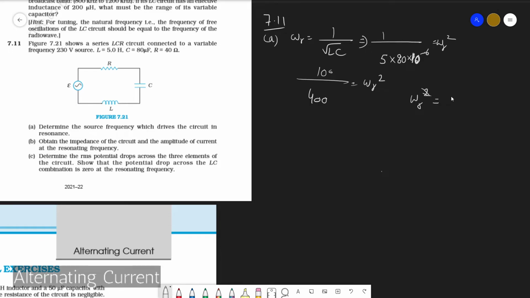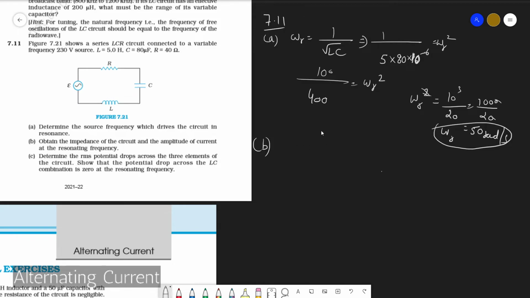So this is nothing but 10 to the power 3 upon 20, which is 1000 by 20, so this is 50. So 50 radian per second is the resonant frequency. Now the B part, what is he asking? Obtain the impedance of the circuit and the amplitude of the current at the resonant frequency.